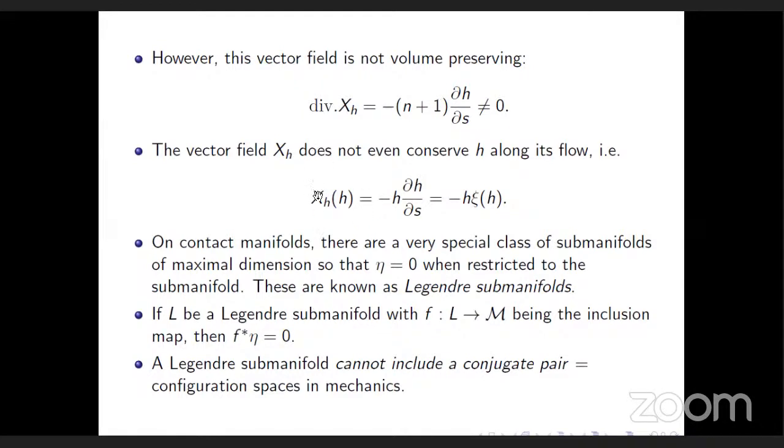And this vector field also doesn't conserve H, unlike the conservative Hamiltonian. So in conservative Hamiltonian mechanics, the Hamiltonian is conserved. But in this case, it's not conserved in general, unless H is zero.